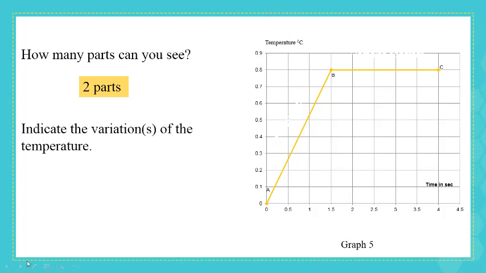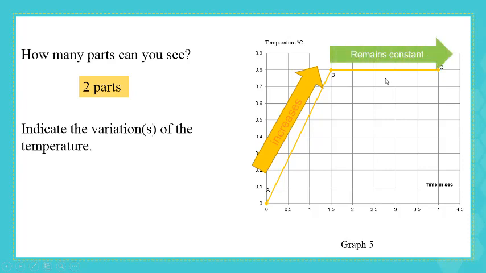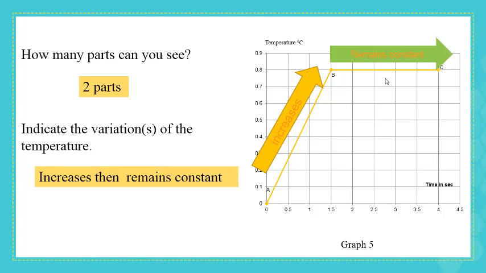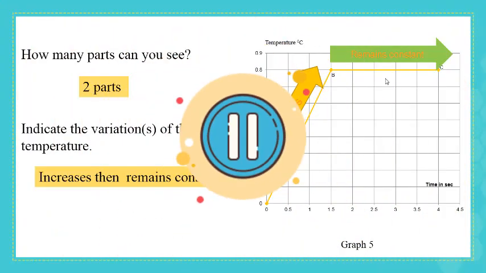From point A to point B, as you see, we have increases, then we have remains constant. So increases, then remains constant. Now, please, I want you to stop the video and try to indicate the number of parts and the variation or the variations in graph 3, 4, and 6.